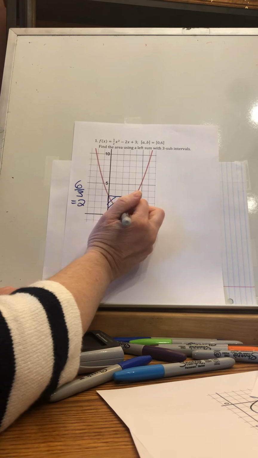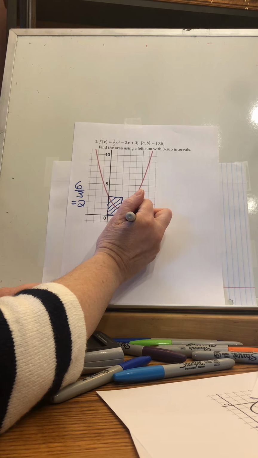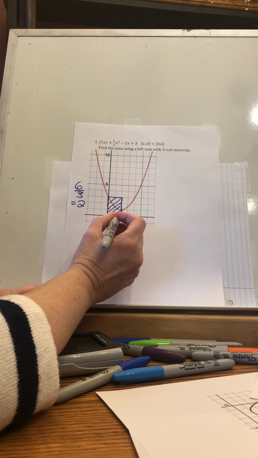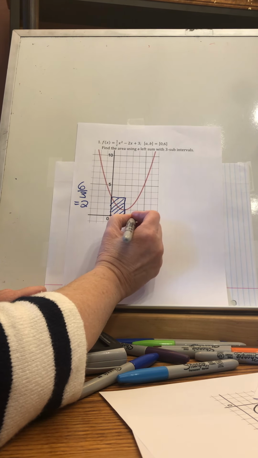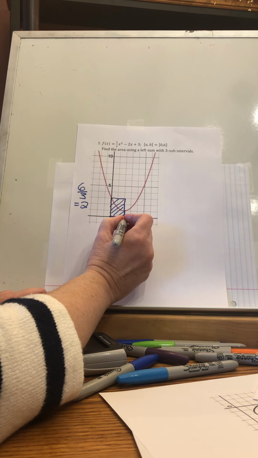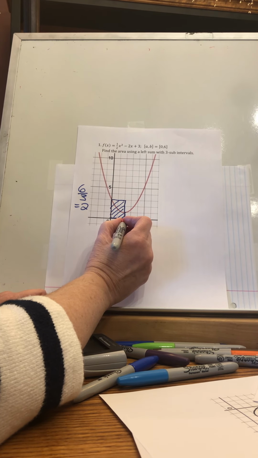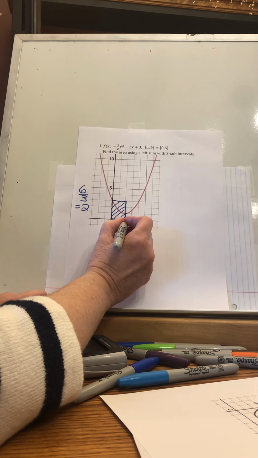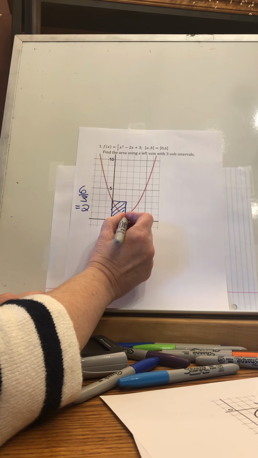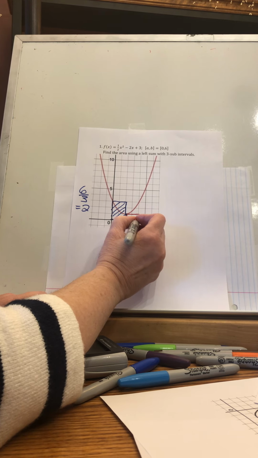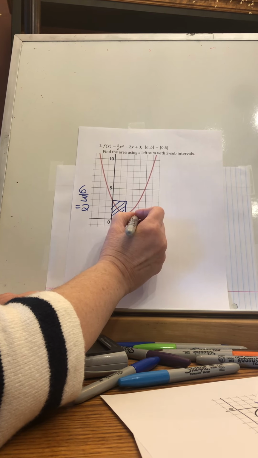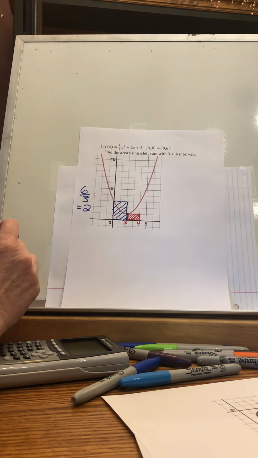Next, I'm going to go from 2 until 4, because again, it's a base length of 2. And there's my base right here. I'm going to go up at the left endpoint of the base because I'm doing a left sum. I'm going to go up until I hit the curve. It's looking at about 1. I go across and down. This one is an under approximation.